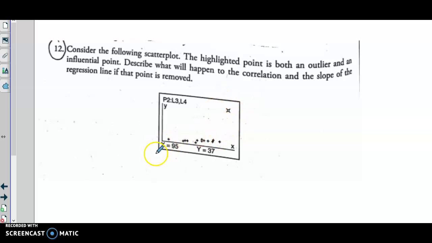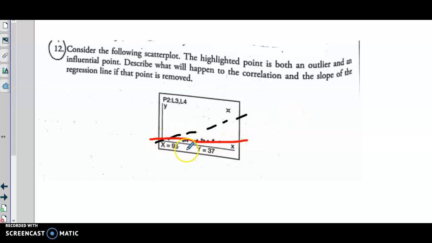Right now, the line is influential because it's affecting the line. Right now, the line is being pulled towards it. Like, I'll do a dash line, maybe something like this. That point's pulling that line up. And if I remove it, well, then I'm going to be more linear. The pattern will look like this. Sorry, it's not too straight.